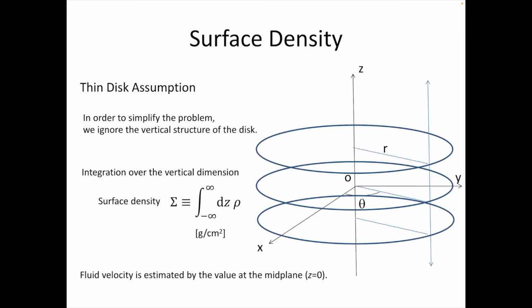Then, as I explained, we assume the thin disk. We'd like to simplify the problem, so we ignore the vertical structure of a disk. So we integrate over the vertical direction. Density is integrated over the vertical direction from minus infinity to infinity. We call this the surface density, capital Sigma. The unit of the surface density is gram per square centimeter. The fluid velocity is estimated by the value at the midplane. z equals 0 corresponds to the midplane.